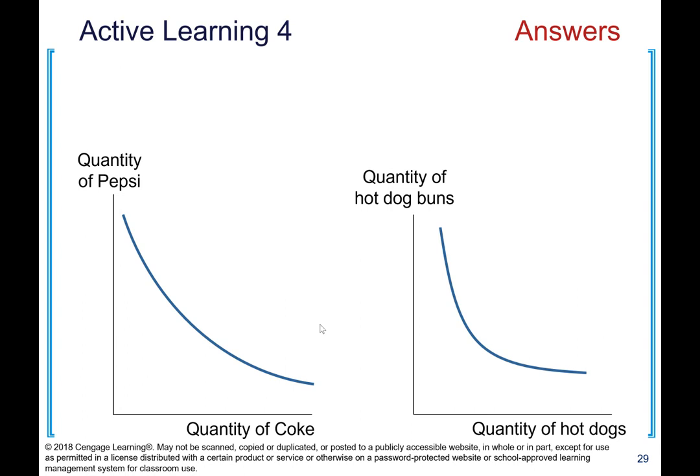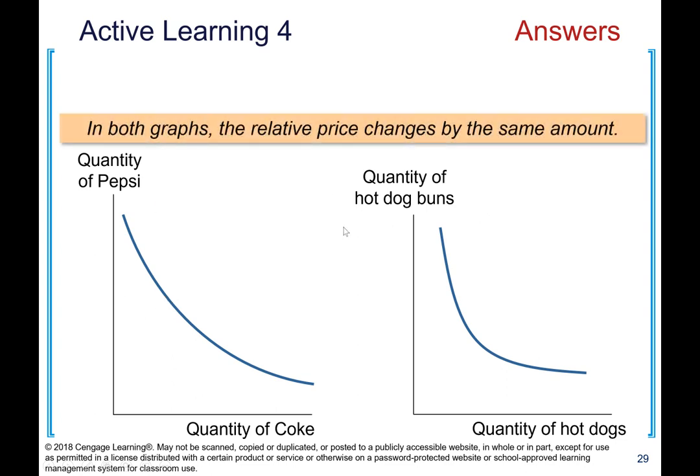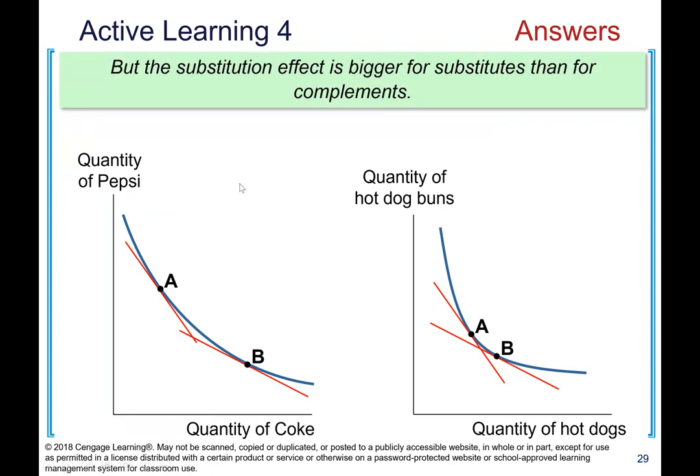The answers: these are two indifference curves. The one on the right is flatter, the one on the left is steeper. In both graphs, the relative price changes by the same amount. And so we establish initial point A, and the change in price moves them to B. But the substitution effect is bigger for substitutes than for complements.